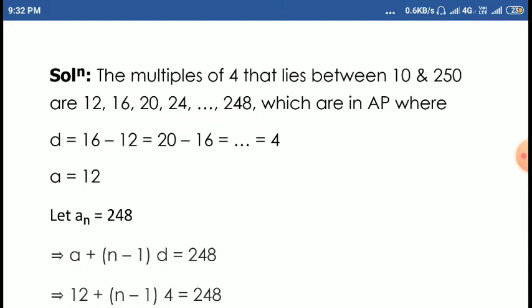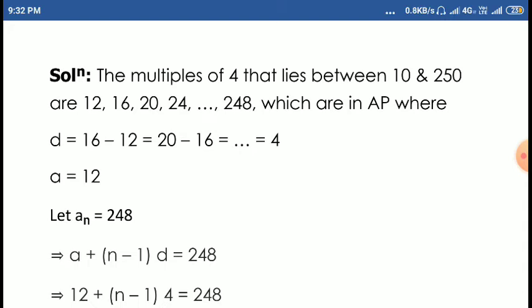So these numbers are in AP. Why is it an AP? Because the numbers are increasing by 4. If you add 4, then you get the next term. Since it is an AP, there should be a common difference. So what is the common difference? d equals 16 minus 12, and also we can find 20 minus 16. In this way, if you subtract consecutive terms, we get a constant number, that is 4. So the common difference of this AP is 4.